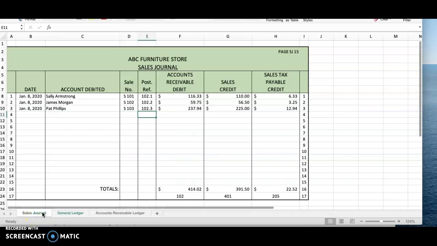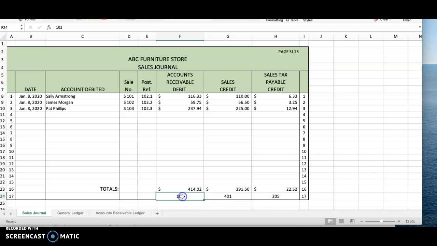So that's the procedure. Make sure that you post the totals to the general ledger accounts and then post the individual amounts to the customers' accounts in the accounts receivable subsidiary ledger. At this point then, let's go to problem 17 and do some posting in that problem.